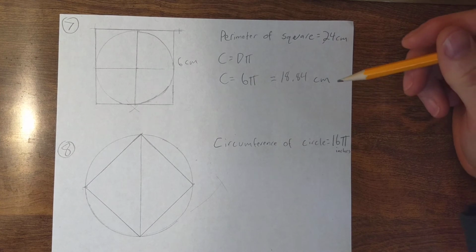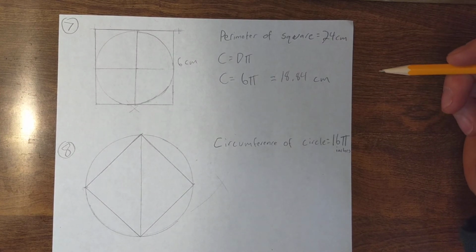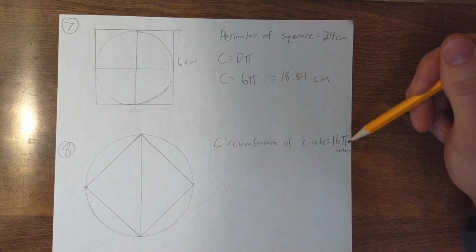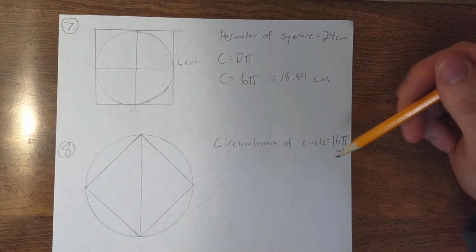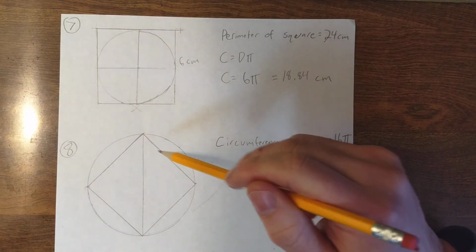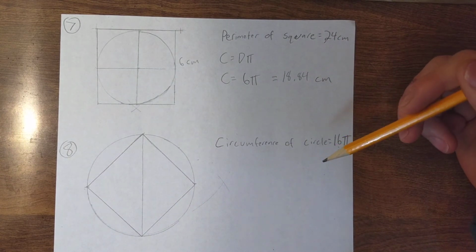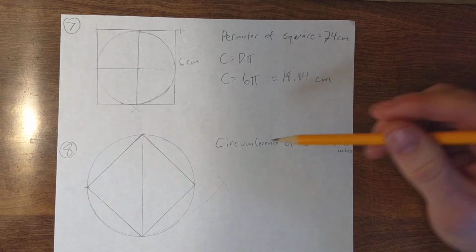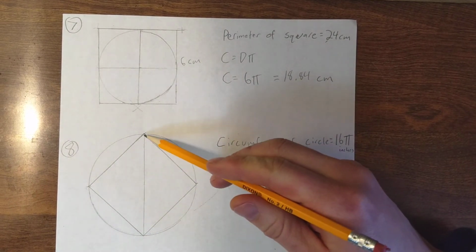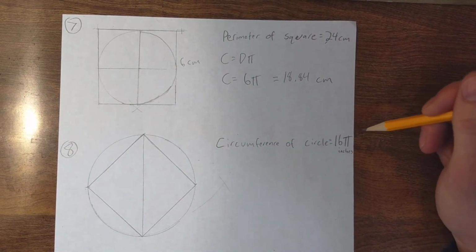Number 8 is somewhat similar, except this time, if a circle with a circumference of 16 pi inches is circumscribed about a square, so this is a square, and the circle is circumscribed about it, that means it goes around the square. What is the length of a diagonal of the square? Again, you notice a diagonal of the square is equivalent to the diameter.